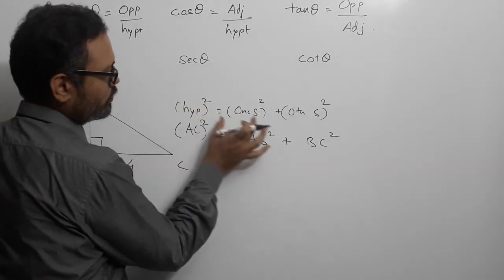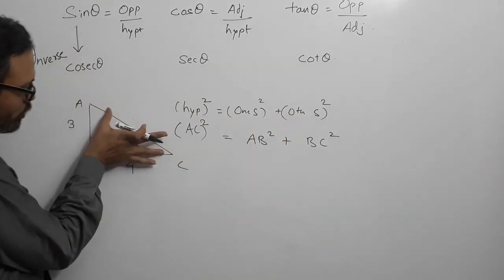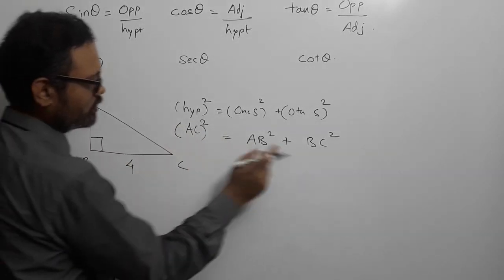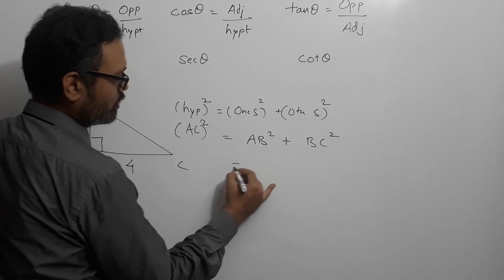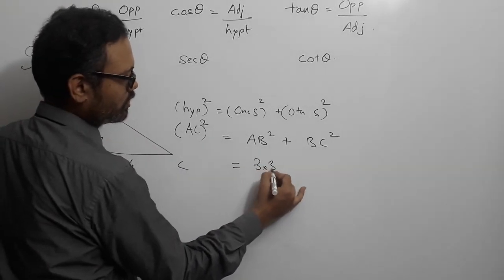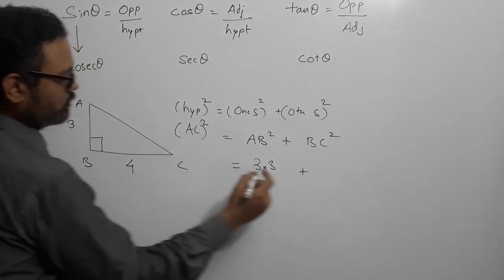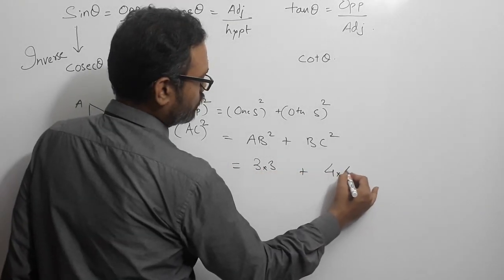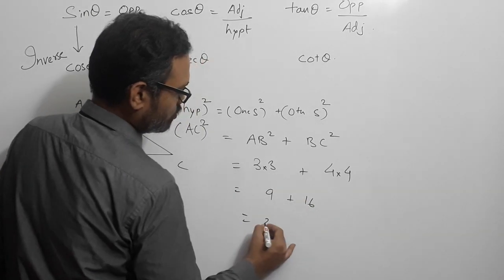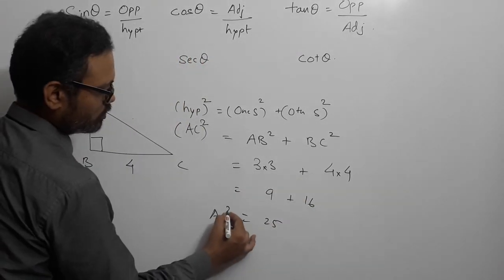So hypotenuse square is one side square plus other side square. Hypotenuse square, AC square, is equal to one side square, AB square, plus other side square, BC square. So AB is 3. 3 square means 3 into 3, plus BC, which is 4 into 4, which is 9 plus 16, which is 25, is AC square.